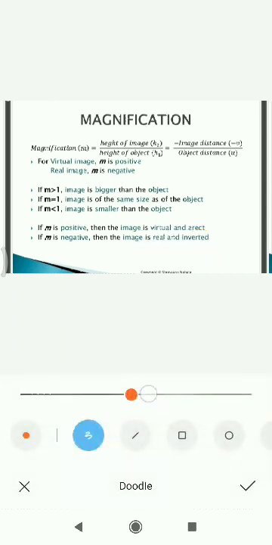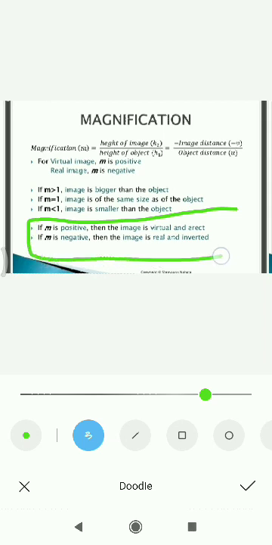So you have to remember these as facts. If m is positive, then the image is virtual and erect. Virtual and erect means it is formed behind the mirror. If m is negative, then it is real and inverted. It is formed in front of the mirror and it is upside down like this.